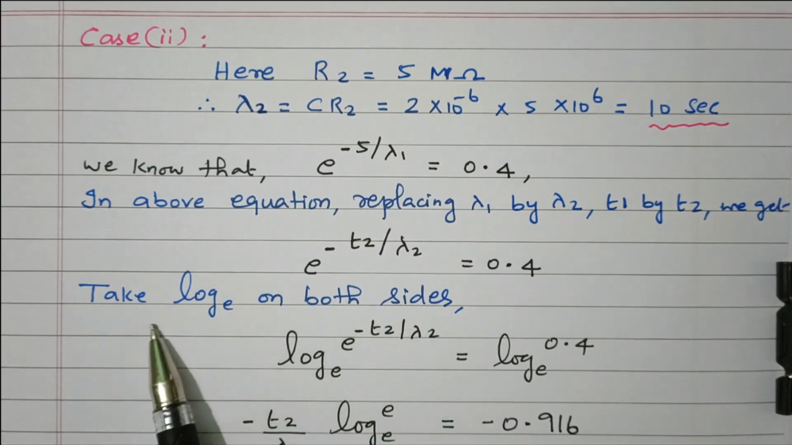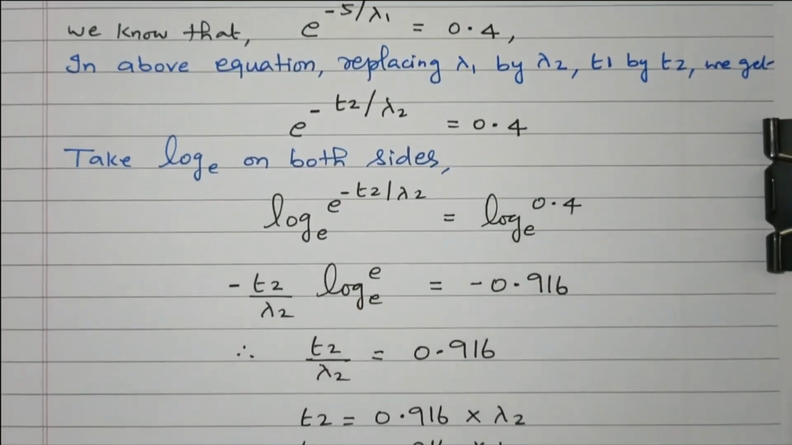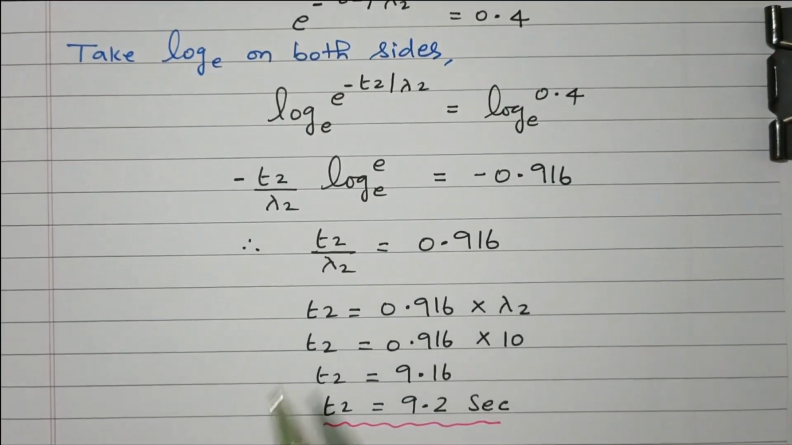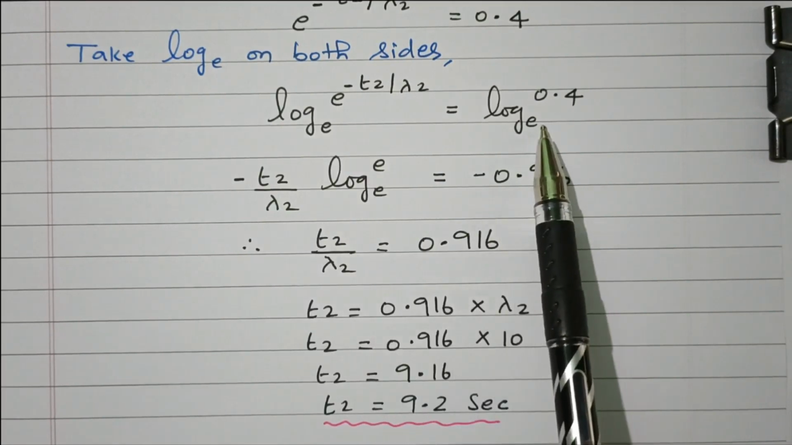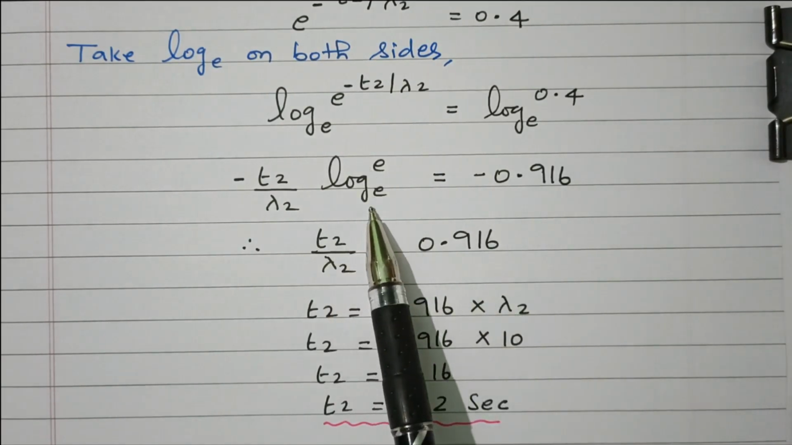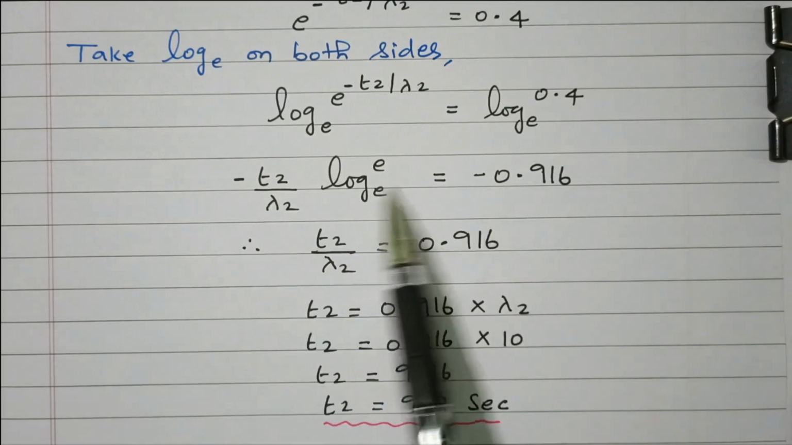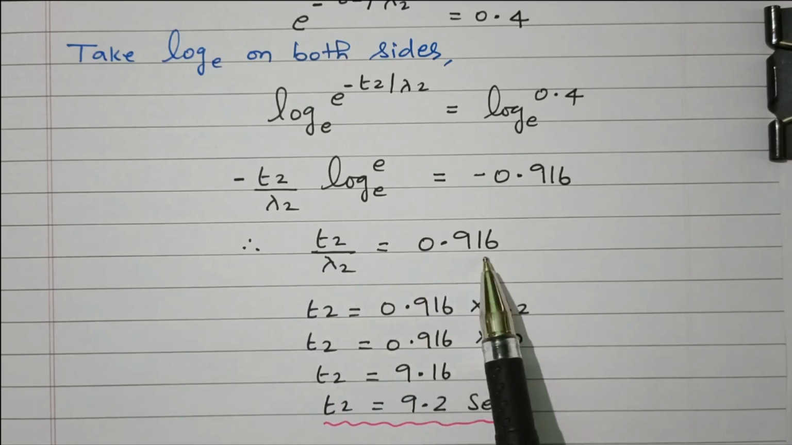Now again we need to take the log on both sides so that we can find the t2 value. Lambda 2 value is known, only t2 we need to find. So log of e power minus t2 by lambda 2 with base e equal to log 0.4 base e, right? So this power will come to the front. Minus t2 divided by lambda 2 times log e with base e. The value of log 0.4 is minus 0.916, right? And log e with base e is 1, we know that. Minus is available on both sides, so it becomes positive. t2 divided by lambda 2 equal to 0.916.